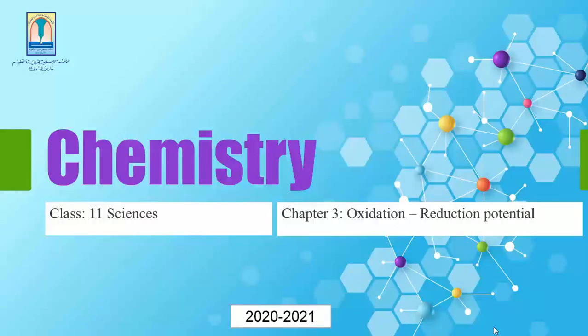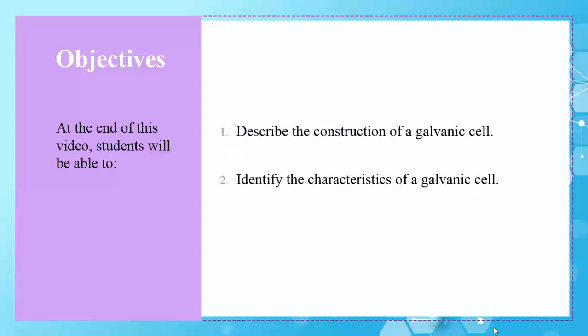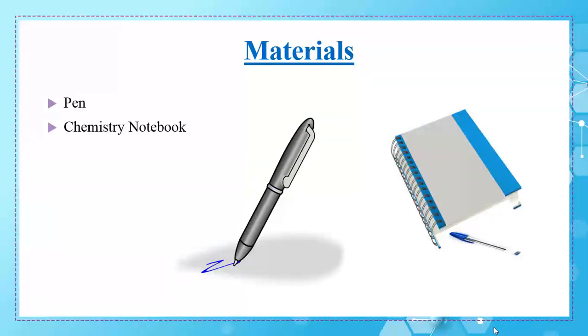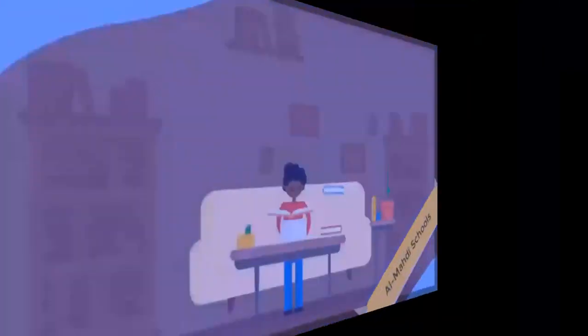Good morning and welcome to our new chapter, Chapter 3, Oxidation Reduction Potential. At the end of this video, you will be able to describe the construction of a galvanic cell and identify the characteristics of a galvanic cell. Please be kind to prepare your pen and a chemistry notebook in order to take notes.